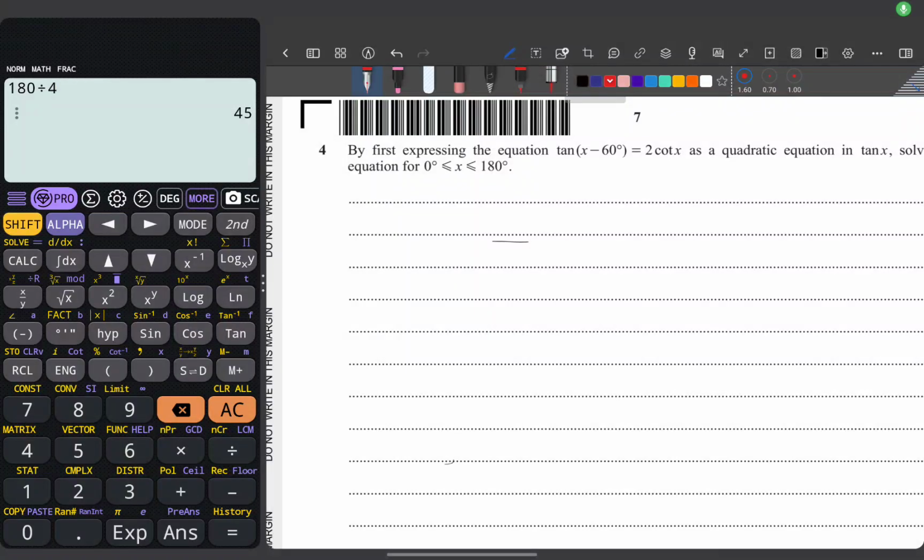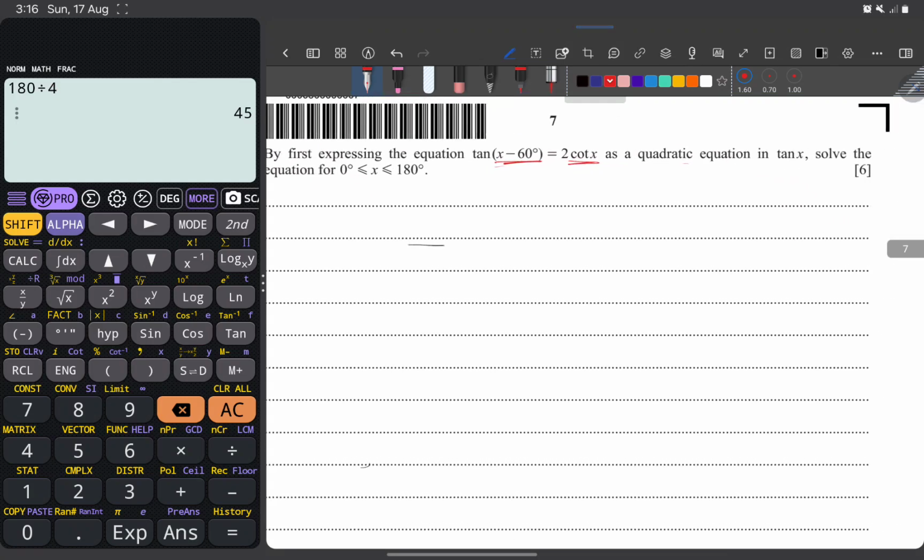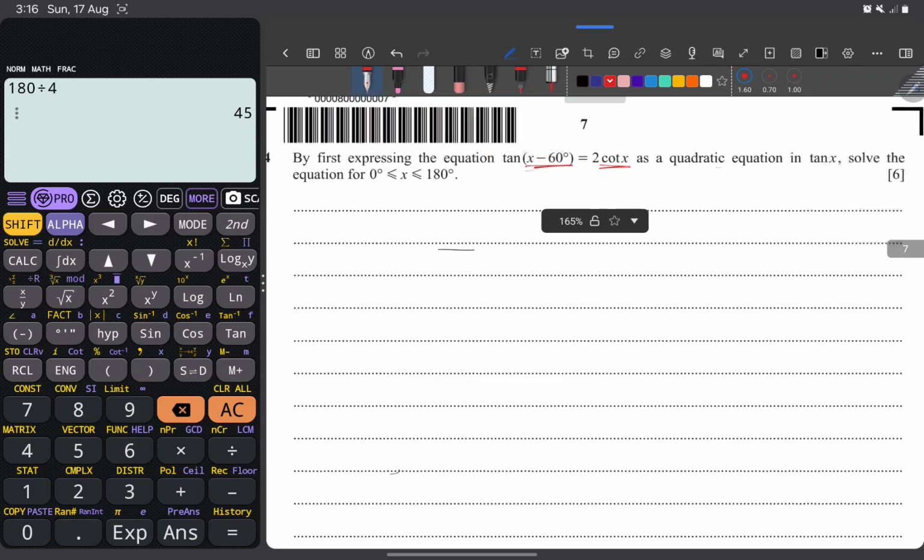About this one. They said, by first expressing the equation tan(x − 60°) = 2 cot x as a quadratic equation in tan x, solve the equation. So anyway, expressing it as a quadratic equation in tan x. So let's put what we have here. We have tan of (x − 60 degrees) being equal to 2 cot x.